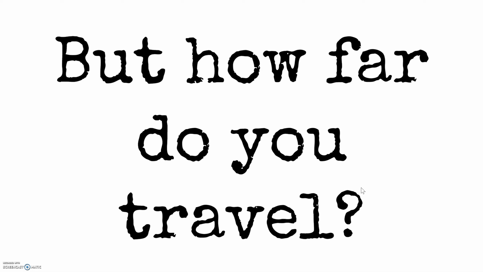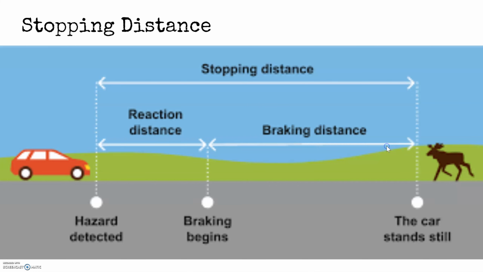How far do you travel when you are reacting and you're braking? It's actually quite interesting to take a look at this calculation. Stopping distance is, just like stopping time, composed of two segments. There's going to be a reaction distance when you detect the hazard. In this case, it's like an animal. It could be another car that's stopped in the distance as well, but as you're reacting, you're still driving your car, so you're still moving.